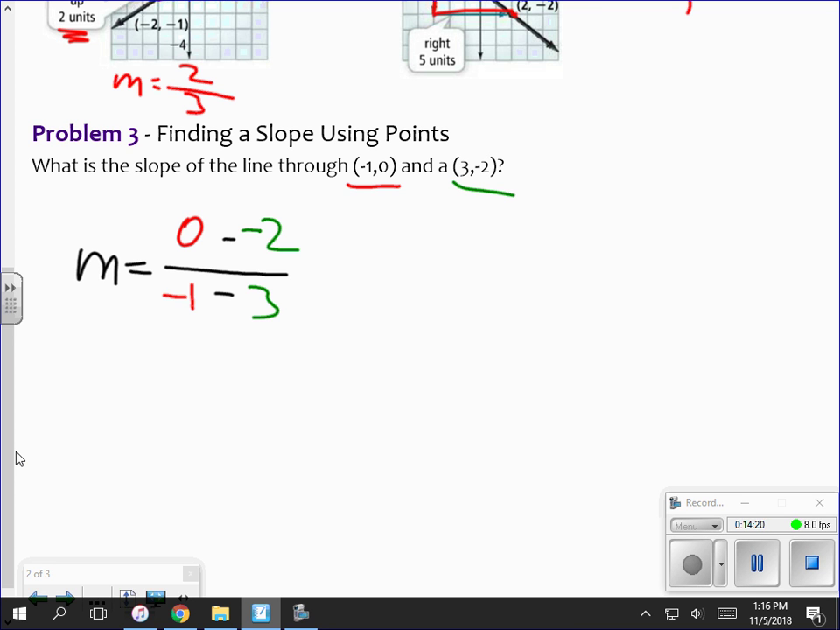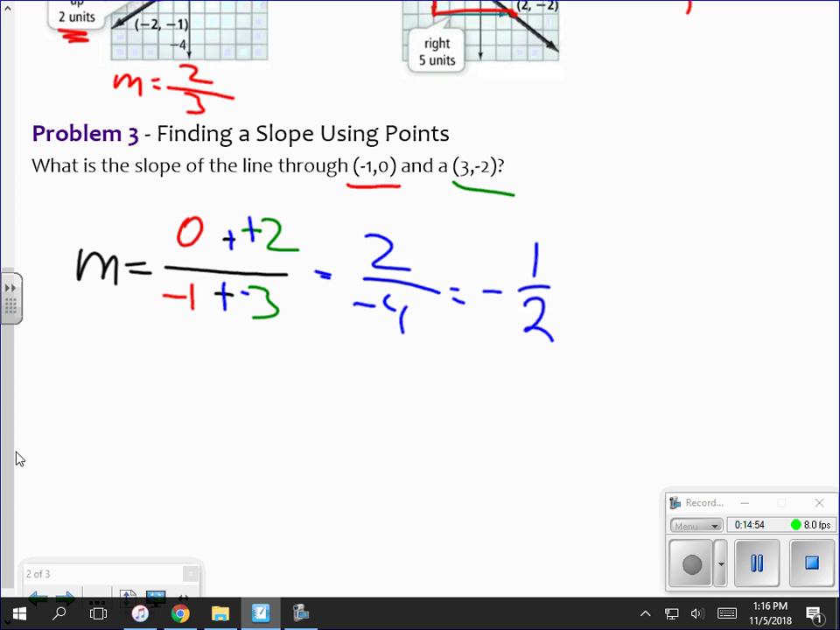And then I simplify. 0 minus negative 2, well, that's the same thing as 0 plus 2. So I get 2 in my numerator. Negative 1 minus 3 is negative 1 plus negative 3, which gives me negative 4. And what do we always do to fractions? We always simplify, always reduce. So this is negative 1/2. Y minus y over x minus x.